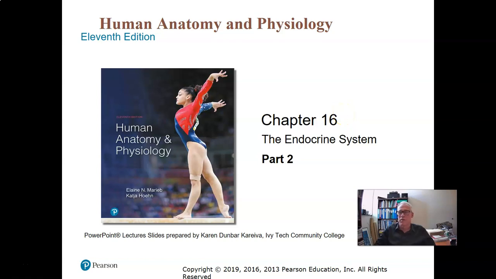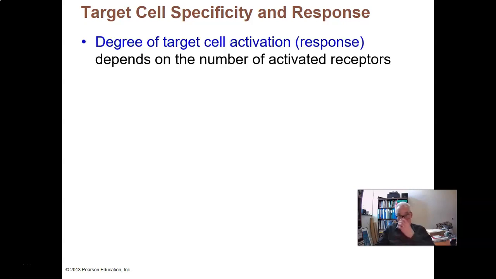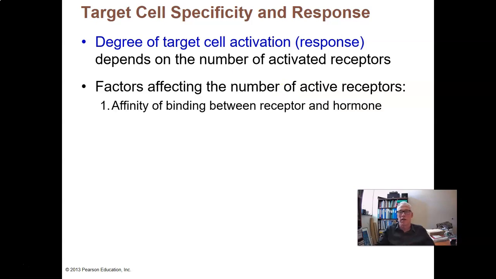Now that we've had an introduction to the endocrine system, an important control system of the body, let's take a further look at this important system. We said in the first section that the degree to which target cells respond or change what they're doing in response to a hormone depends on the number of activated or hormone-bound receptors per cell. Now there's three things that are going to impact that value, that number of bound receptors.